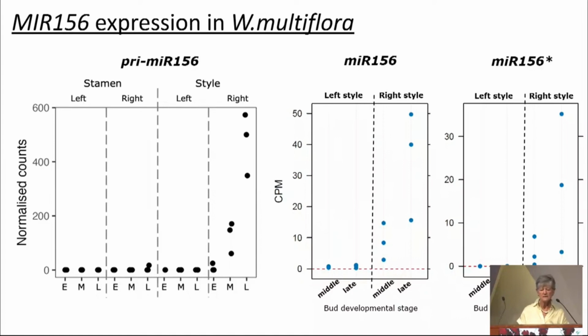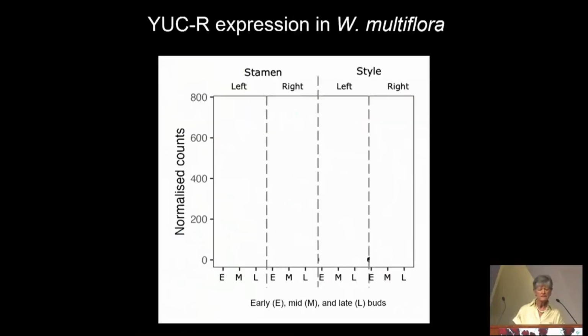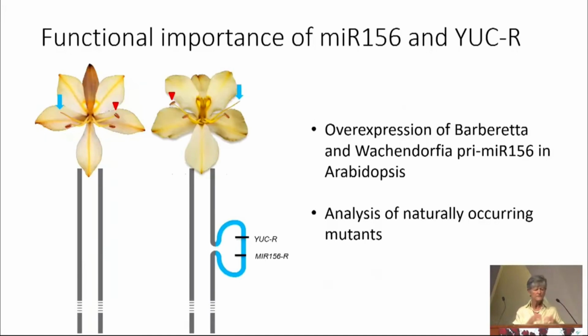If you look at the styles, we get the full length in the right, and we see both the MER156 and the MER156 star in the Wachendorfia multiflora. So it really does seem to be real. What about YACA-R? As I said, it's involved in auxin biosynthesis, and the question is, where is it expressed? So we looked at both stamens and styles in Wachendorfia multiflora, and we see very strong expression only in the right-handed styles of Wachendorfia multiflora, and we repeated the experiments on paniculata, and we see strong expression in the right-handed styles.